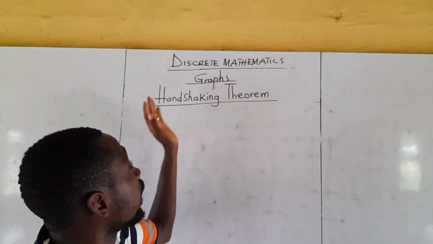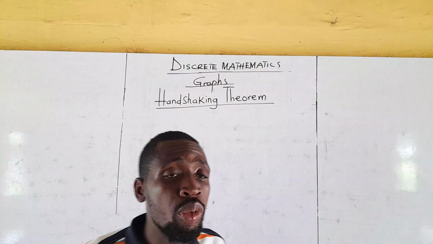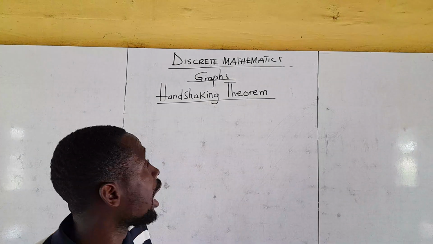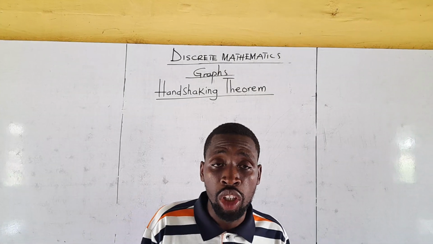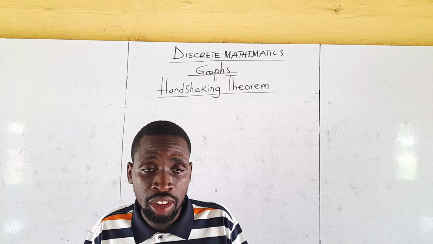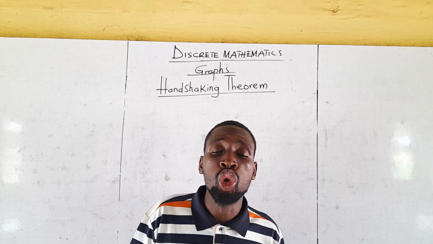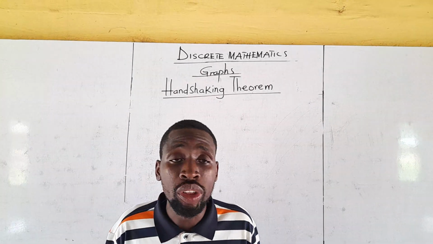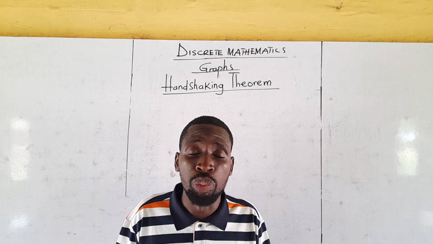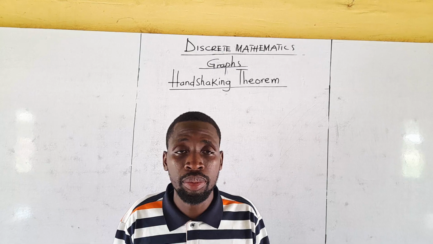Our discussion on discrete mathematics and graphs today will be on a very important theory when it comes to graphs, which is called the handshaking theorem. Before the video ends, I will tell you what the handshaking theorem means. Then we'll solve some sample questions using the handshaking theorem. This will be a very interesting engagement, so please be my guest.